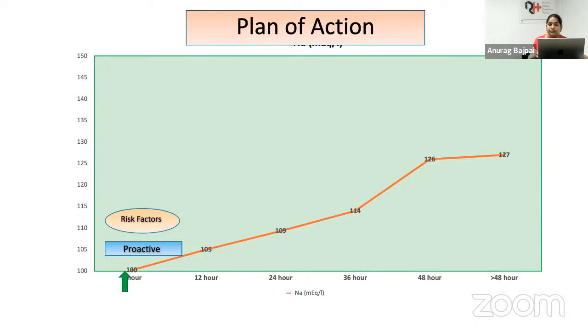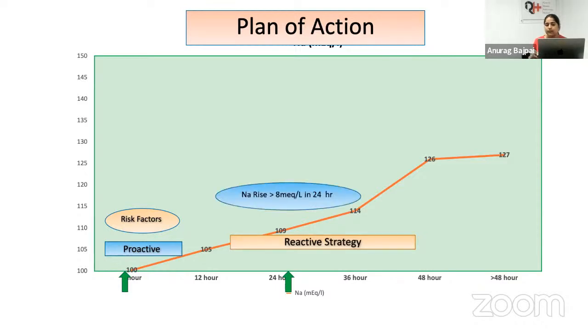So now, if we miss this chance, is there any other option that we can further prevent the occurrence of ODS? Yes, we can prevent it even after the 24 hours of rise in sodium by following the reactive strategy. Even after the 24 hours, if the sodium has increased greater than 8 per 24 hours, we can still have the chance to prevent the ODS by following this strategy. I will discuss each strategy later on.